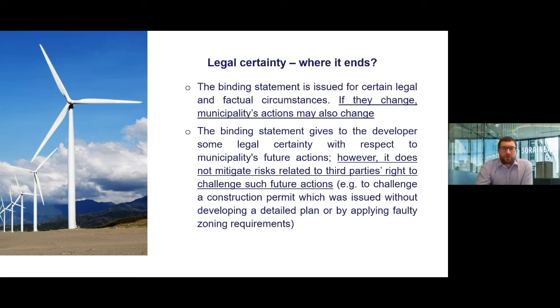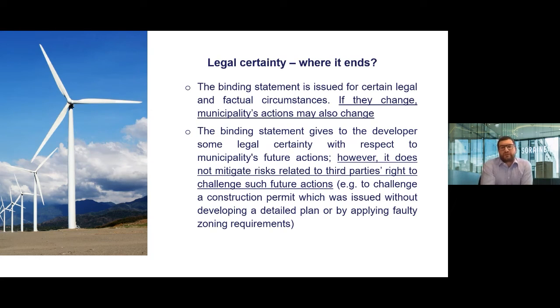However, this document is limited to certain legal and factual circumstances. And if these circumstances change, the municipality's actions may also change. And it may happen if after obtaining this binding document, for example, laws change, or if some factual circumstances of the project change.